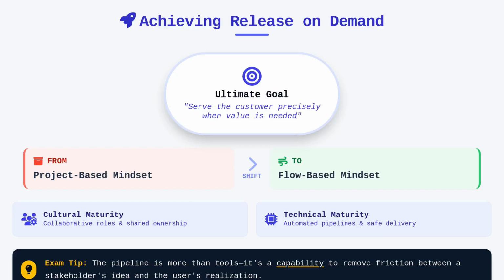Focusing on the distinction between the stages will help you better understand how roles interact within the Agile Release Train to contribute to this flow. It is about removing the friction between an idea forming in the mind of the stakeholder and the actual implementation realized by the user.